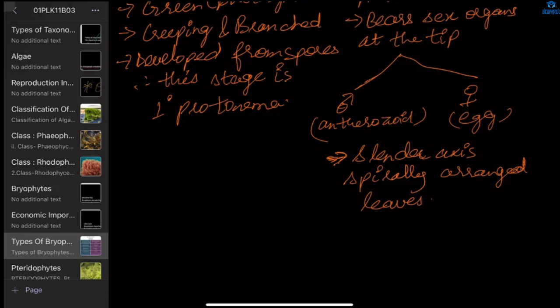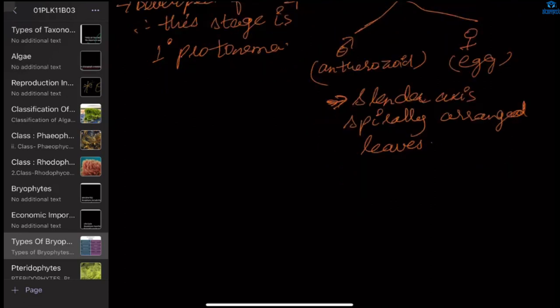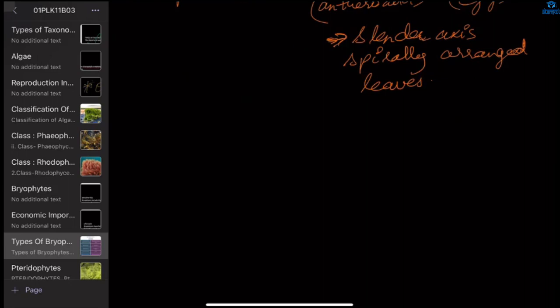So this is all about the mosses structure and how these are formed. Now we will see their whole structure from the zygote, how they are formed. So this one is what? A young spore.